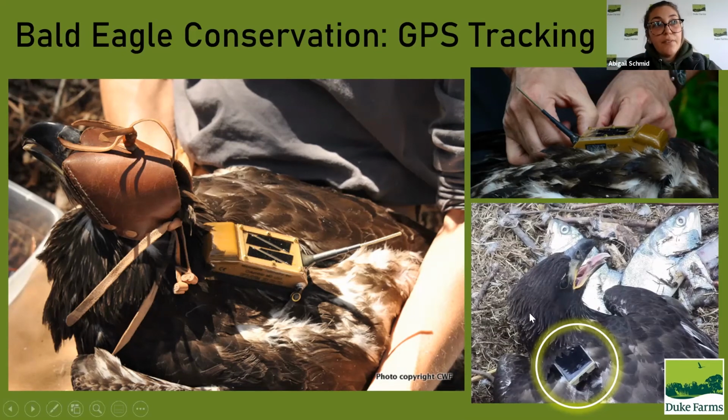So by having them with this GPS tracker, scientists are able to see where these bald eagles go, right? After they fledge, where are they going? What are they doing? Where are they coming back to, right? Like I said, once they fledge, they come back to the area where they fledged from when they're an adult. So we get to really see that.